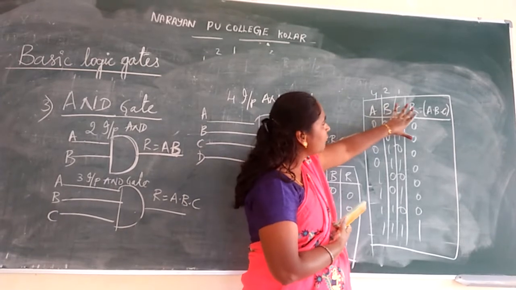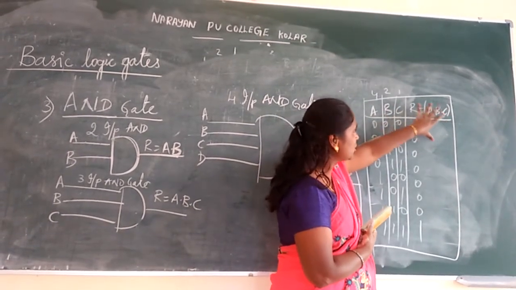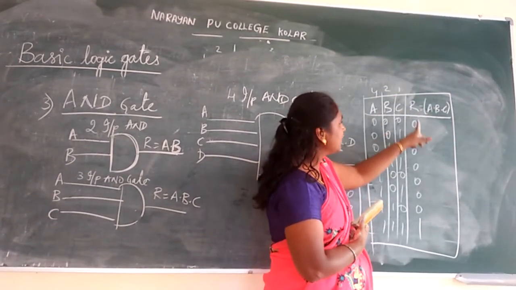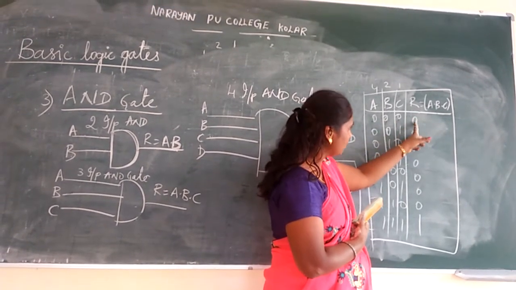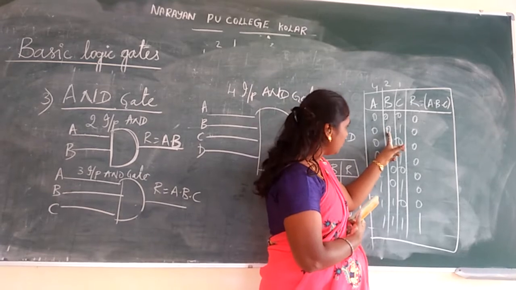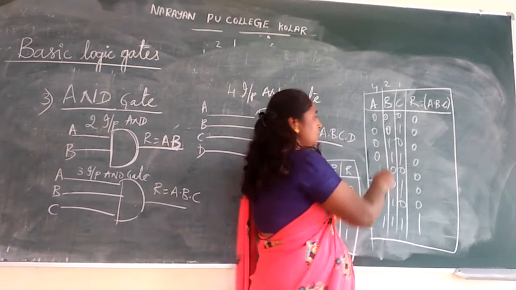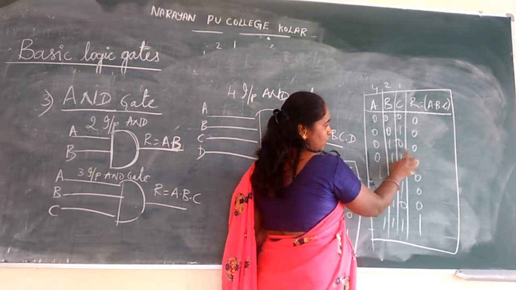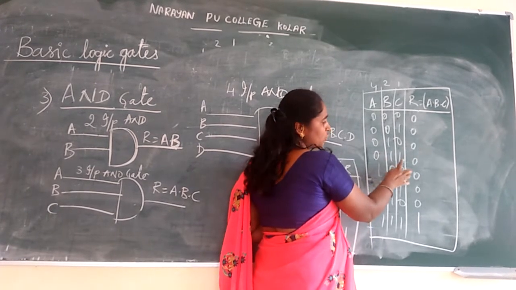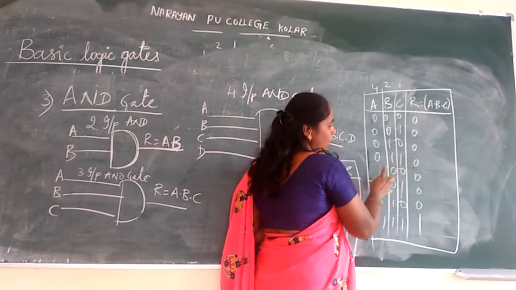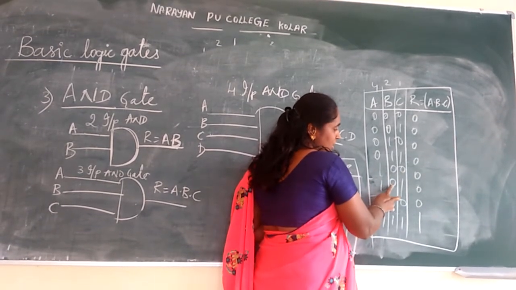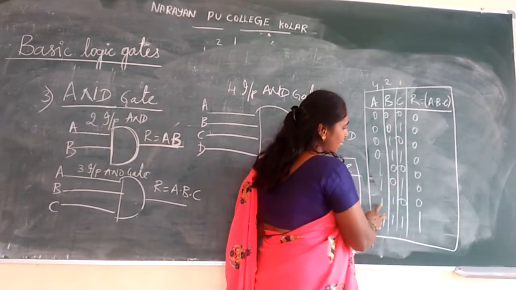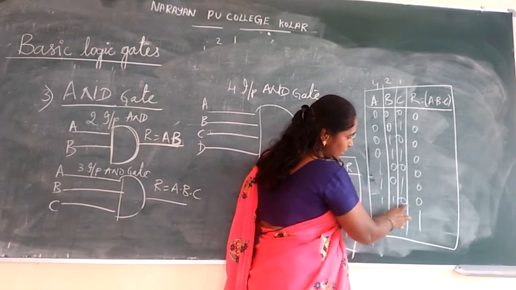So, you are going to perform a logical multiplication on your A, B, C. The result obtained is 0. 0 into 0 into 0 is 0. 0 into 0 into 1 is 0. 0 into 1 into 0 is 0. 0 into 1 into 1 is nothing but 0. 1 into 0 into 0 is 0. 1 into 0 into 1 is 0. 1 into 1 into 0 is 0.